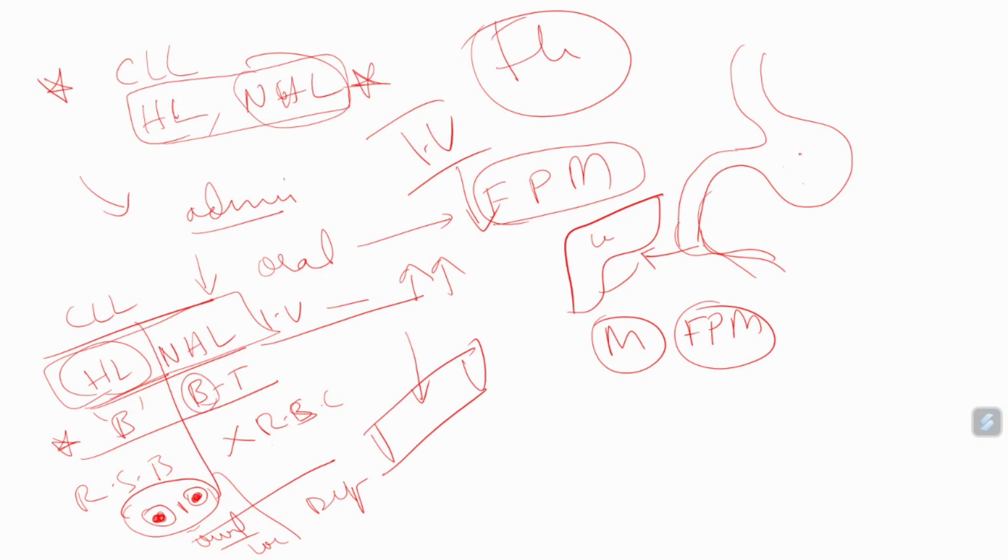Anyways, first point, fludarabine is very effective in the IV route. It is not given in the oral route because of its first pass metabolism. And second important point, it is very effective for chronic lymphoid leukemia, and it can also be given in Hodgkin's and non-Hodgkin's lymphoma.